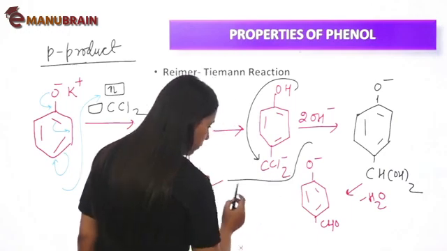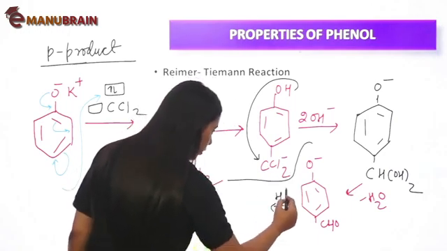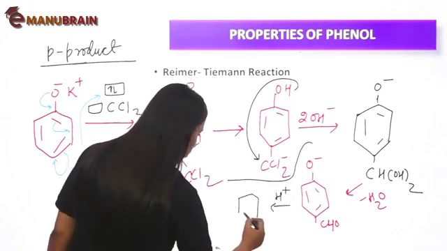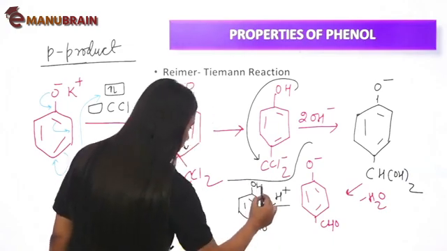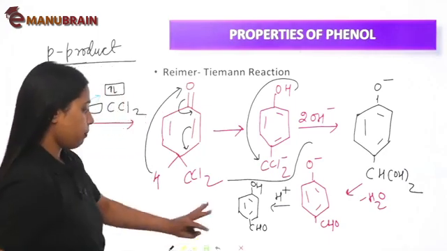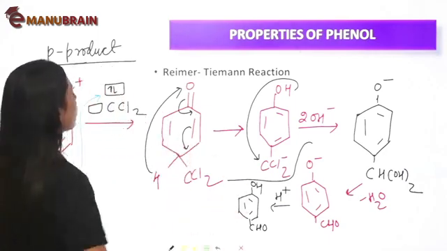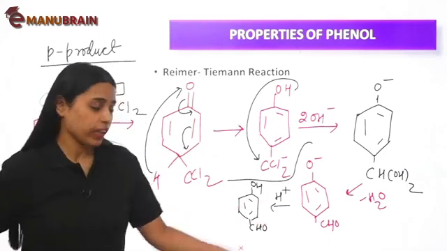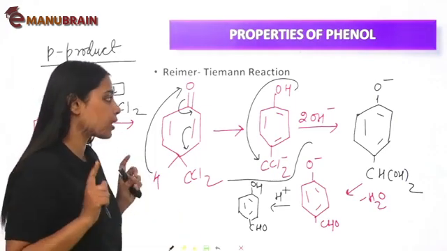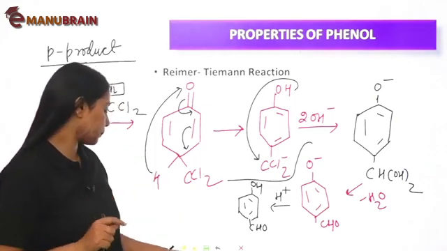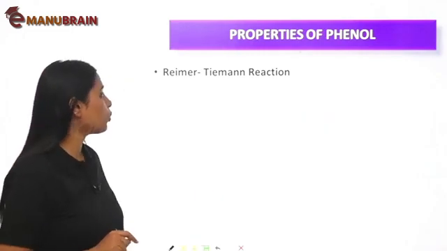So the next step is that you will react with the introduced proton to form your para-hydroxy benzaldehyde. So this is the mechanism of the Reimer-Tiemann reaction when you are forming para product. Okay. So these mechanisms are important here. So do remember this. Now we'll move on to the next part.